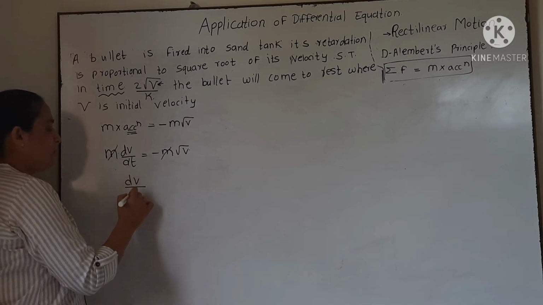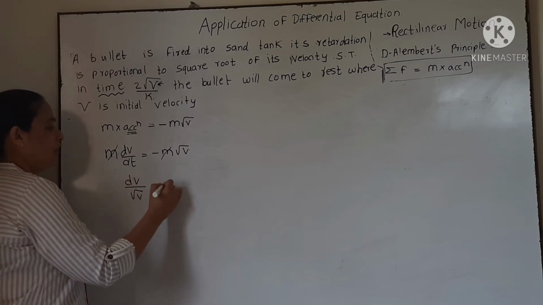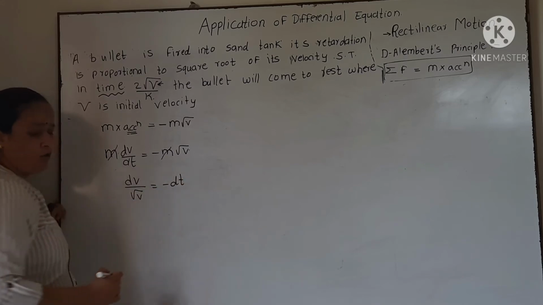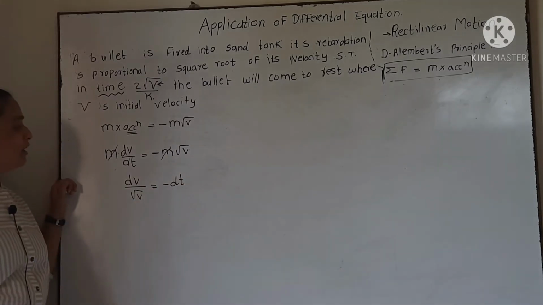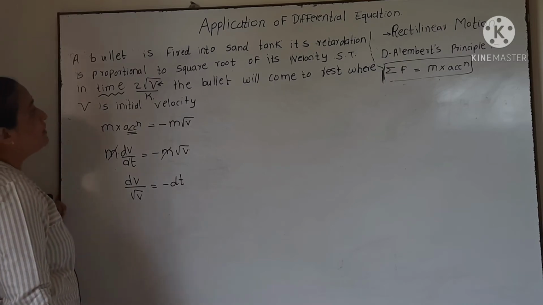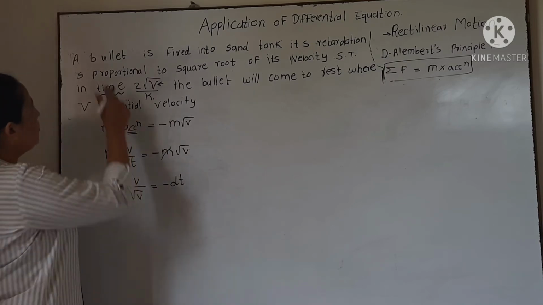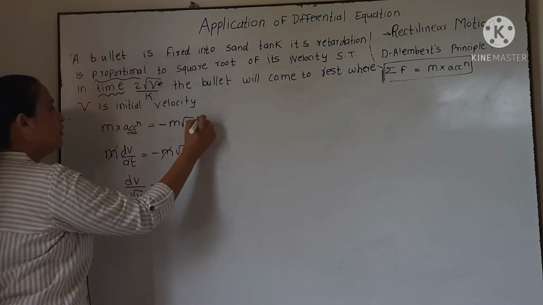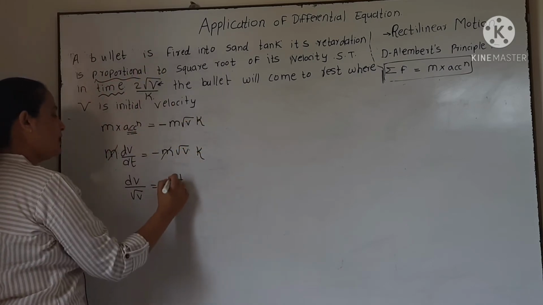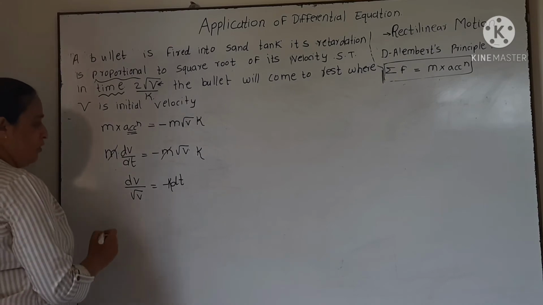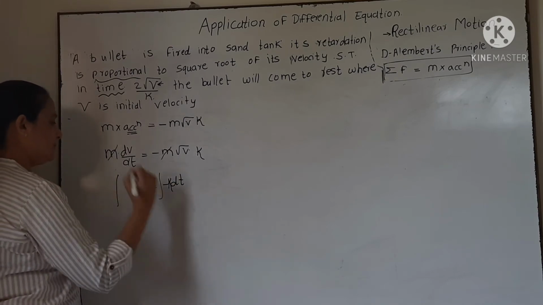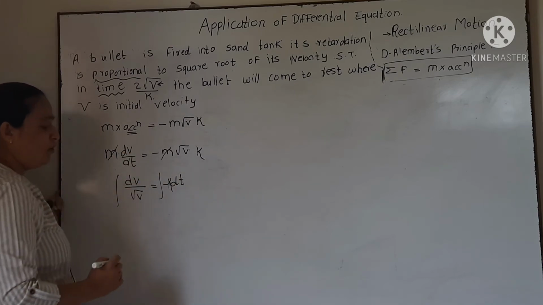That is dv upon root v equal to minus dt. Variables of v on one side, variables of t on another side. Integrate this. It is proportional, so you have to consider the constant of proportionality also. Minus k into dt. If we integrate this, what is the integral of 1 upon root v?